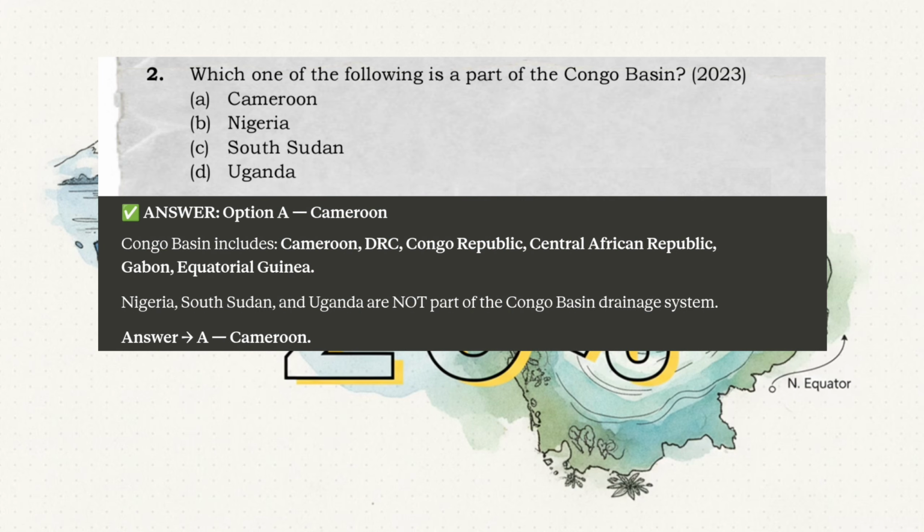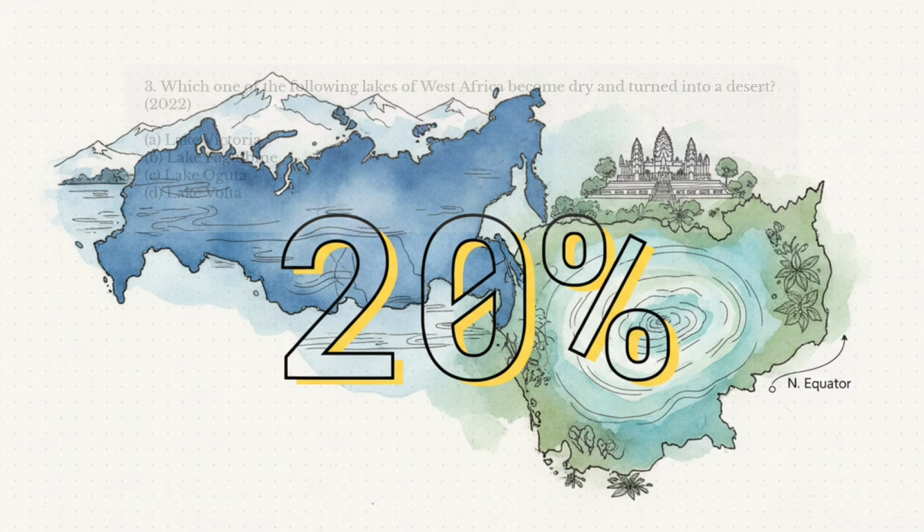Answer: Option A, Cameroon. Congo Basin includes Cameroon, DRC, Congo Republic, Central African Republic, Gabon, Equatorial Guinea. Nigeria, South Sudan, and Uganda are not part of the Congo Basin drainage system. Answer A, Cameroon.